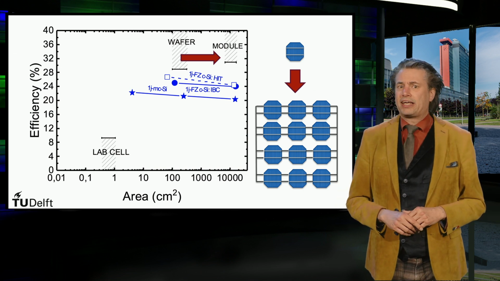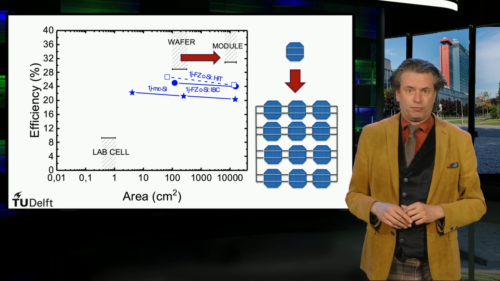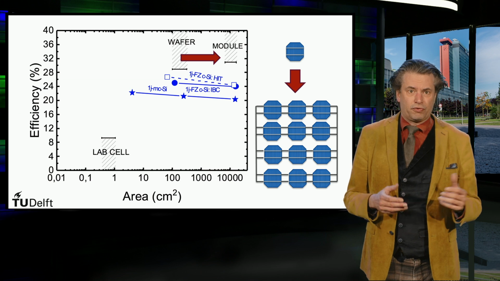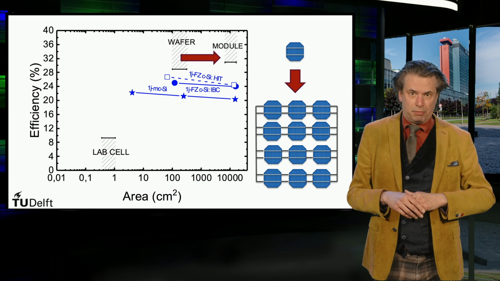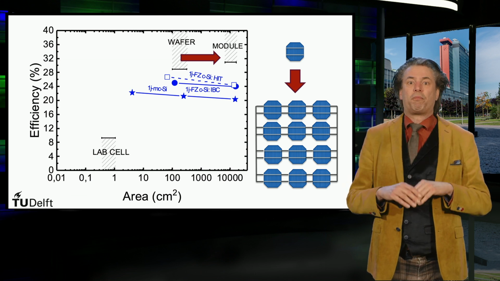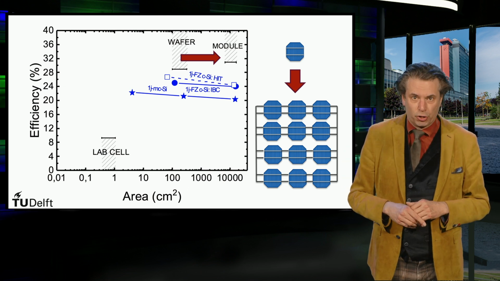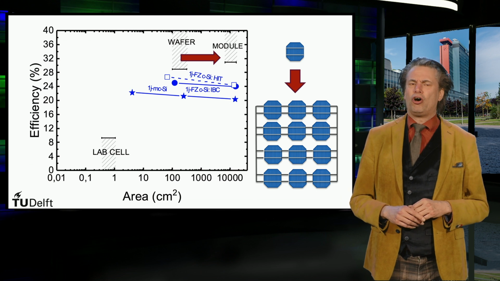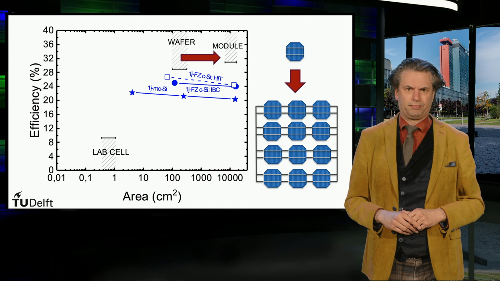A similar trend is shown for the IBC HIT technology of Kaneka. The record efficiency is 26.81% for a wafer size cell based on the IBC architecture, and decreases slightly to 24% for a 1.3 square meters module. This represents a loss of 2.4% from cell to module.